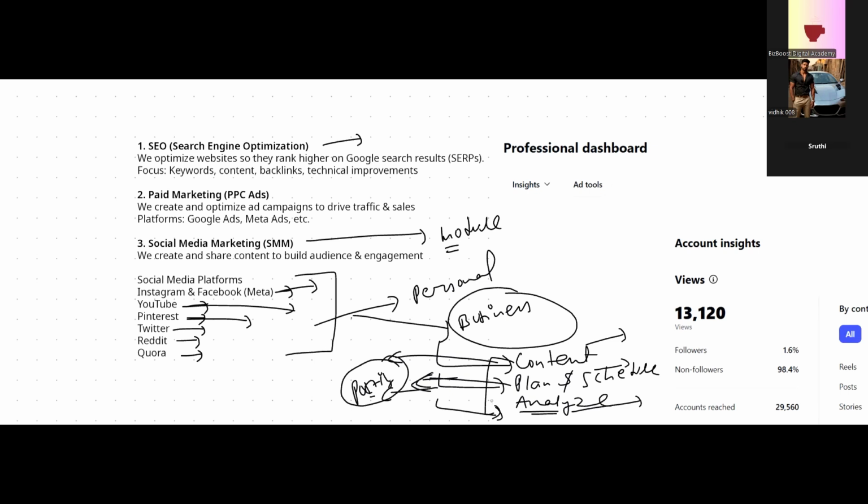Even in freelancing, these are the major roles that you will be handling if you are a social media marketer. So when it comes to creating content on any of these platforms, think about Instagram and Facebook, YouTube or Pinterest, Twitter, Reddit, anything, and think about the content that goes into these social media accounts.